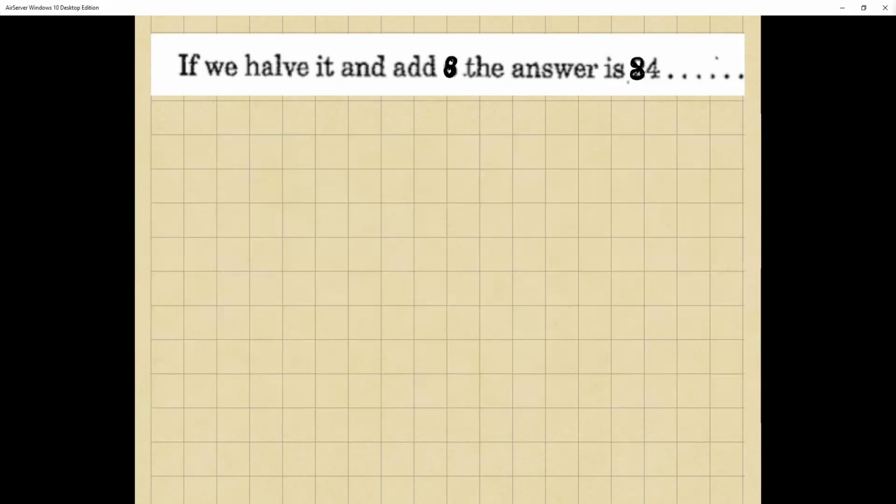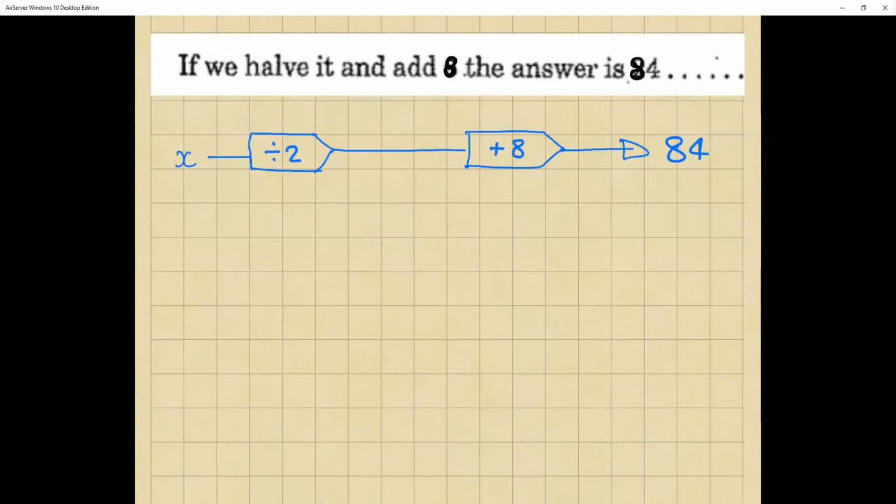Lovely. So now let's change this into a machine. So we're going to have X. You can turn it into a rocket style machine if you want. So what goes at the end of the machine, Dennis? The end of the machine is 84. Lovely. If you halve it and add 8, so what's the first bit that we do? The first bit is divided by 2. And the second bit is? Add 8.